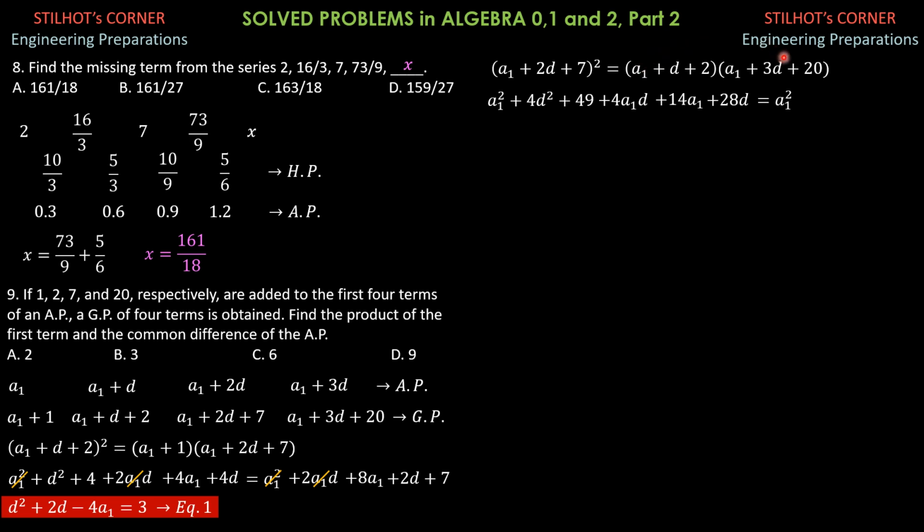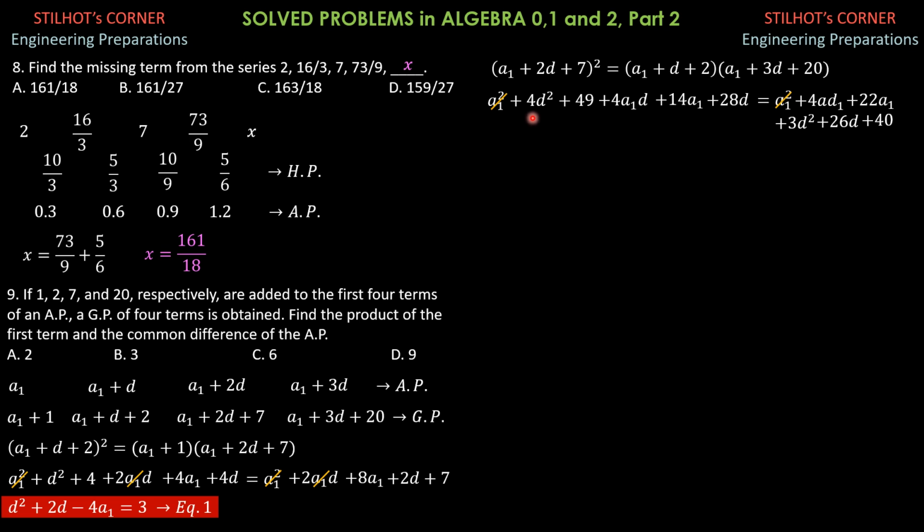Then we have 3A1D plus A1D, so 4A1D. Then 20A1 plus 2A1 is 22A1. Then 3D squared plus 3D squared. Then we have 20D plus 6D, so 26D. Then finally plus 40. Combining like terms, we can cancel A1 squared.